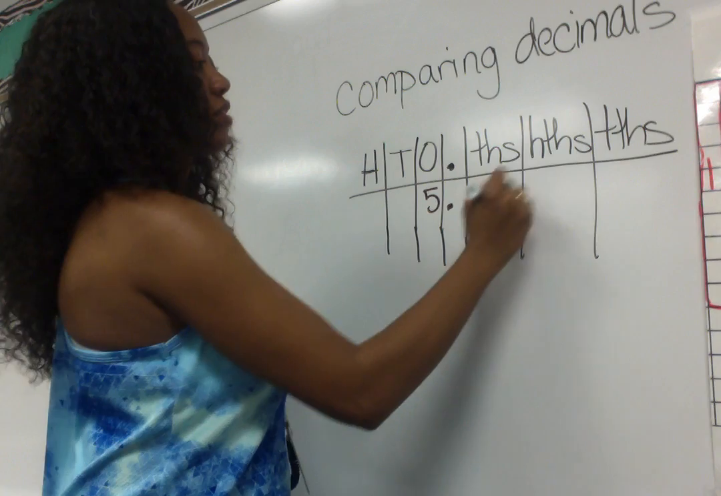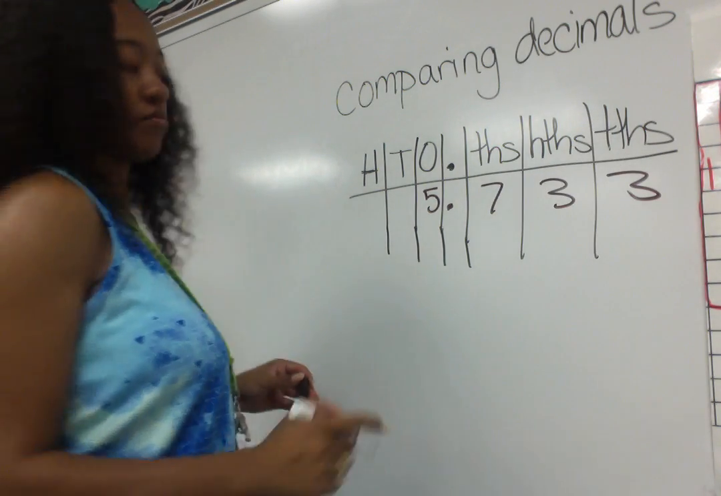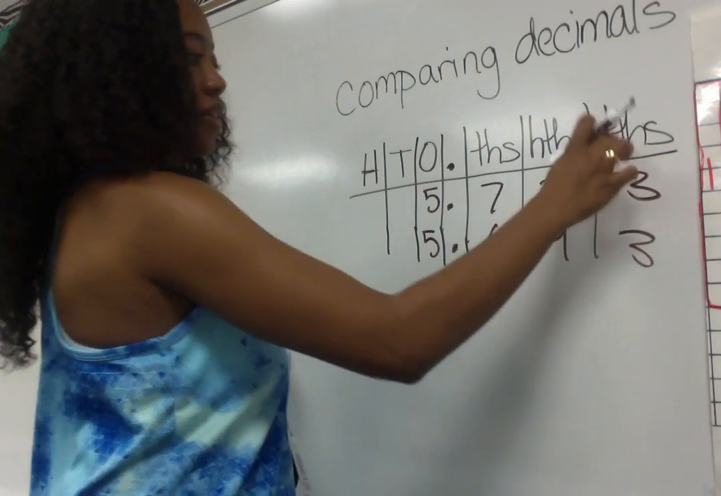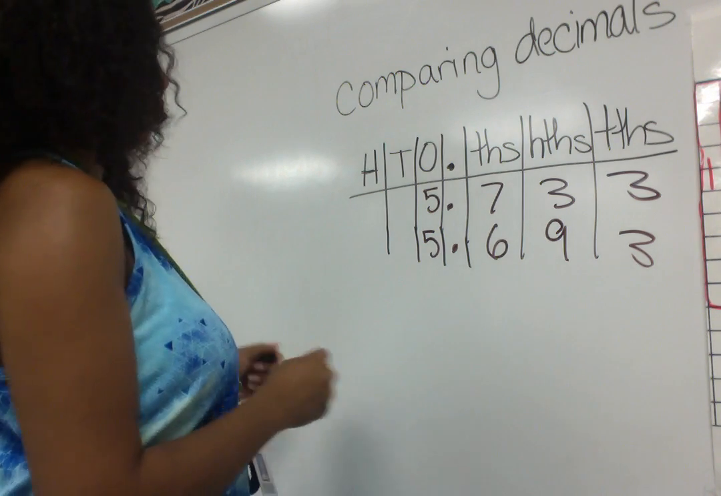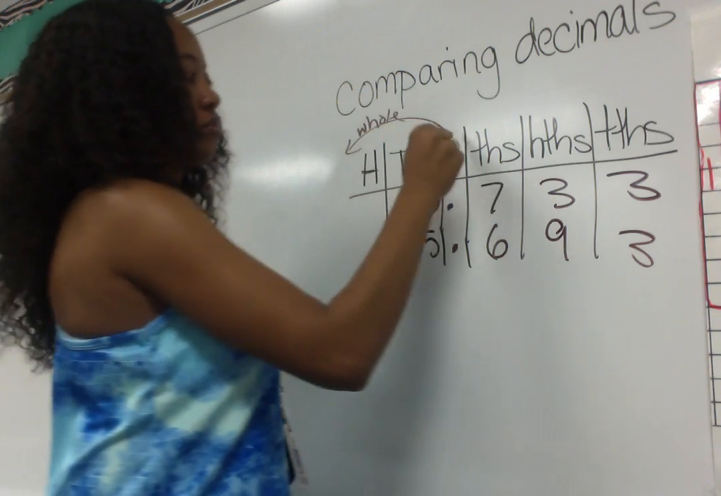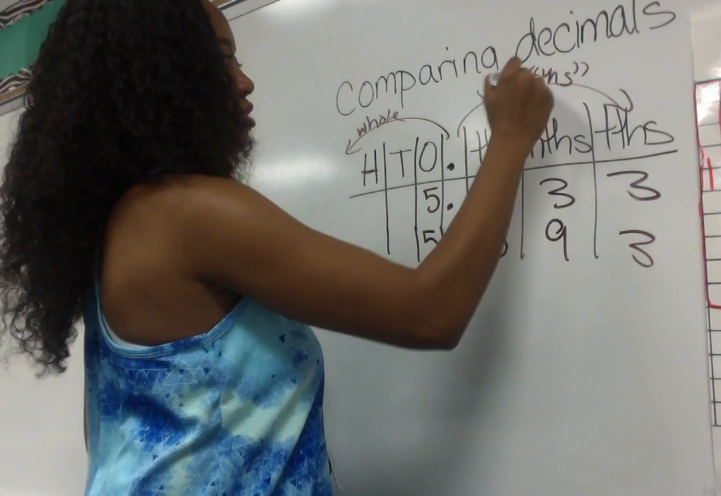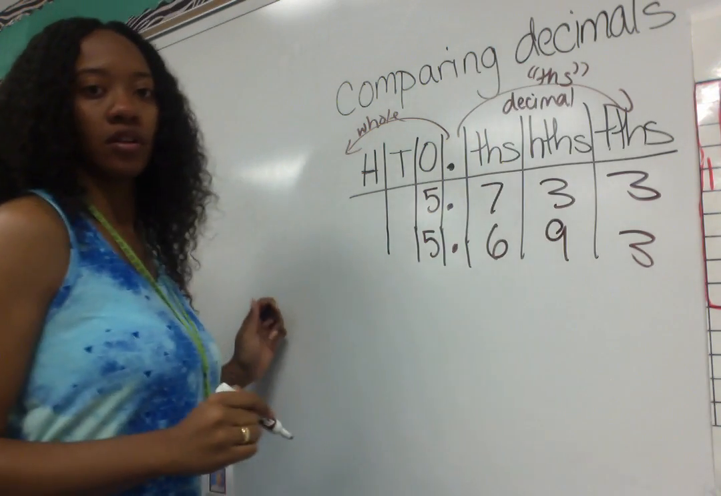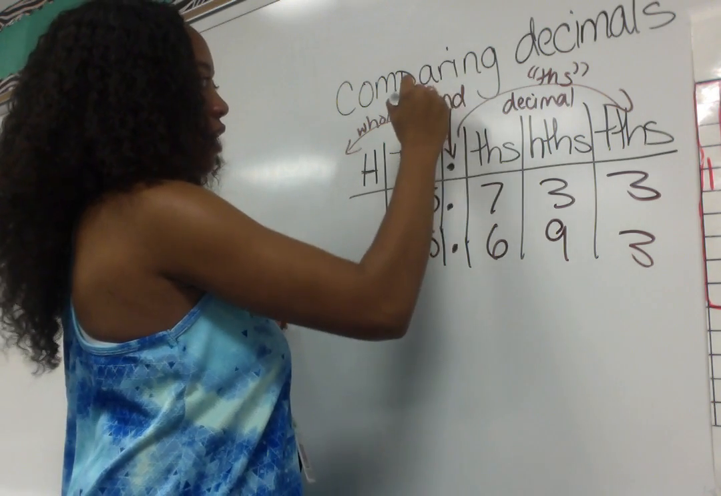Five and 733 thousandths. 5 and 693 thousandths. Remember, to the left is your whole. To the right are your ths, which are your decimals. And for the decimal, I read and say "and."